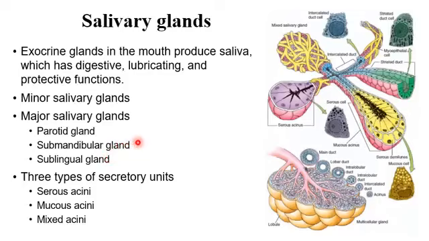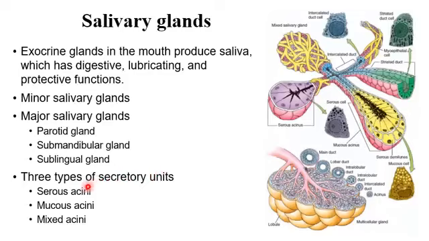These glands are surrounded by a dense connective tissue capsule. The capsule sends septi or trabeculae into the glandular substance. These septi divide the gland into lobes and lobules. A neurovascular bundle runs through the trabeculae to supply the gland parenchyma.